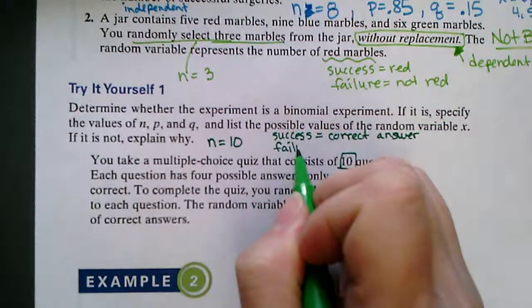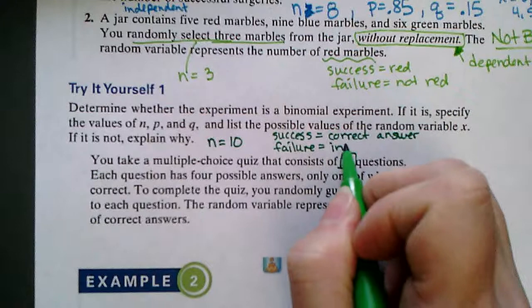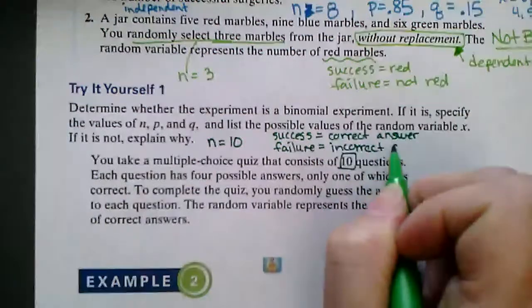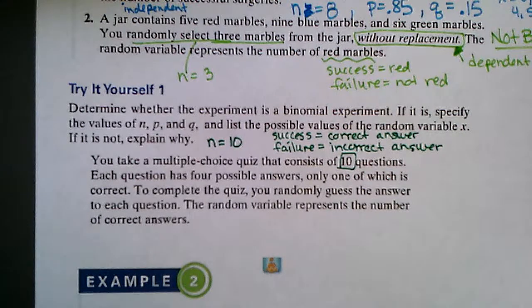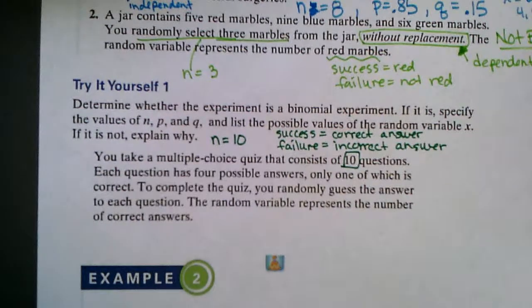Failure would be that we get the incorrect answer. So we have that going. The outcomes must be independent. That's true because I'm going to guess randomly each question, so each trial would be an independent outcome.